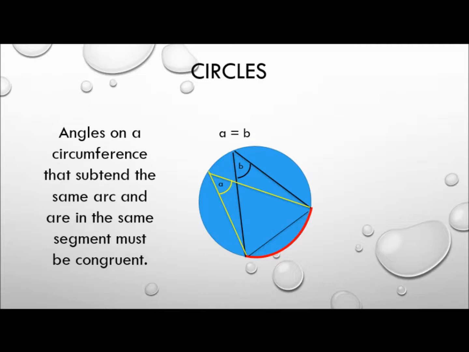So you can imagine two angles that subtend the same arc. You can imagine drawing a chord from one end of the arc to the other end of the arc, and that divides the circle into two segments, a minor segment and a major segment. And if the two angles that subtend the same arc are in the same segment, then you can know that both angles are exactly the same.